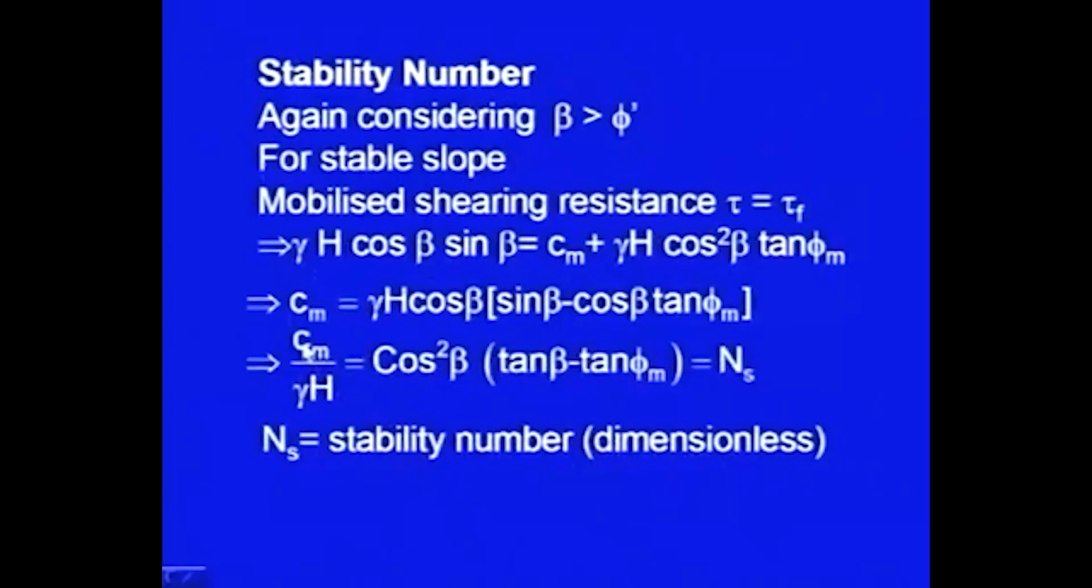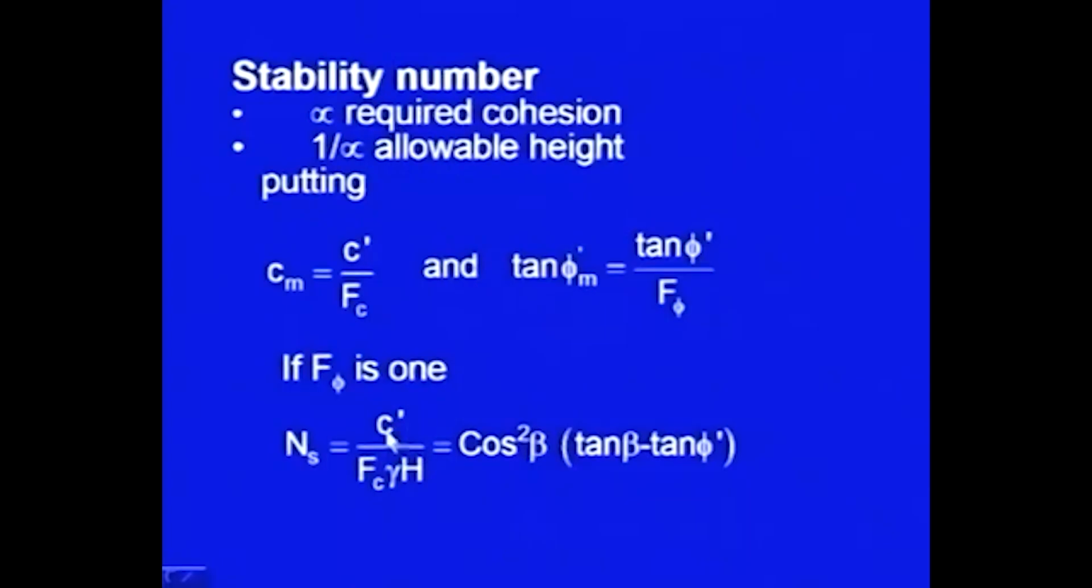So, here it was Cm upon gamma h. Put the value of Cm, this becomes C dash upon F c into gamma h, which is equal to cos square beta tan beta minus tan phi dash. Remember, whenever you use this equation for some stability analysis, it is already assumed that F phi is equal to 1. So, this is the definition of the stability number, which is very useful in the analysis of slopes.